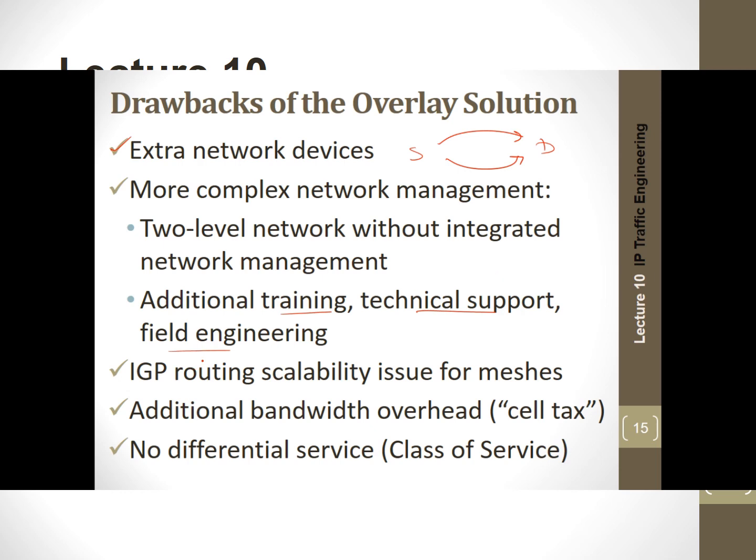Other than that, we have the routing protocols, interior gateway protocols, and routing scalability issues for mesh topologies. Definitely for layer 3, we said it's a complete mesh, so we need IGP routing scalability. Sometimes we need to make sure that it is scalable. Other drawbacks could be additional bandwidth overhead, no differential service, class of service, and so forth.